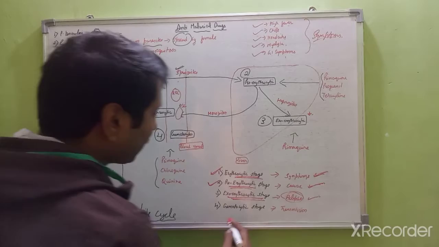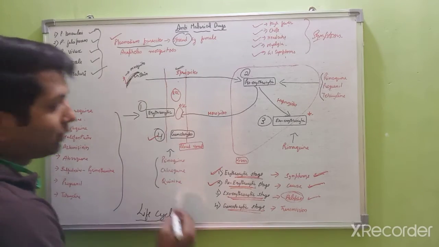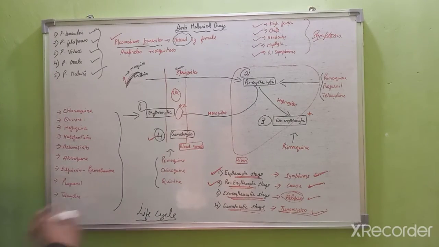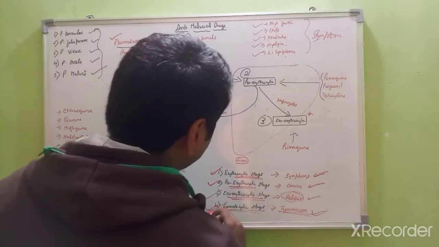Next is the gametocytic stage. This is the fourth stage, which is responsible for the transmission of malaria, because in this stage the female Anopheles comes and takes their gametes, and then spreads them to another person. So the fourth one is the main transmission stage.